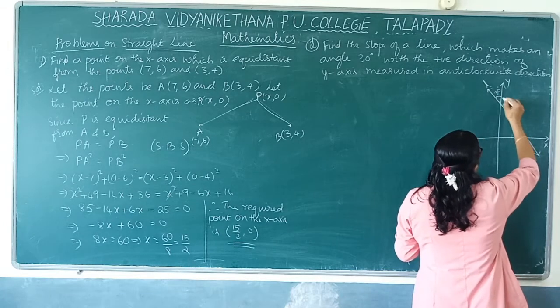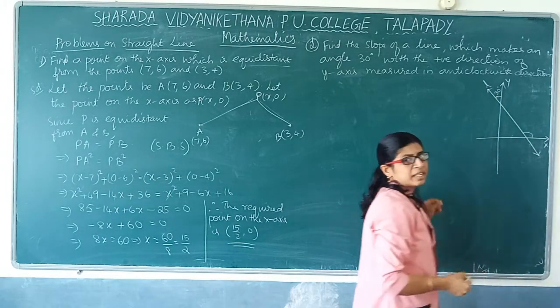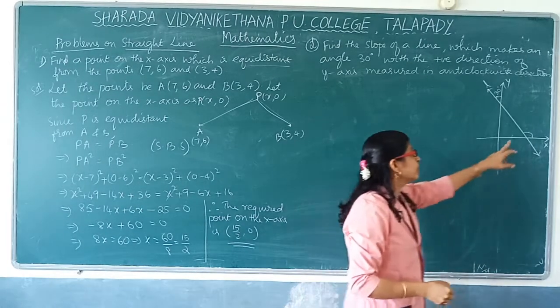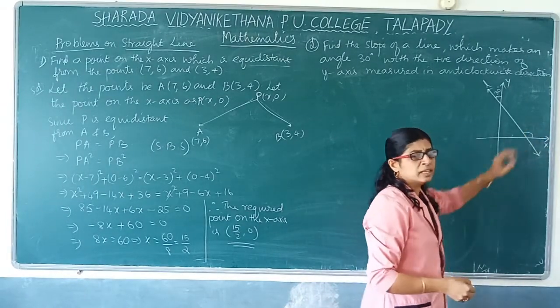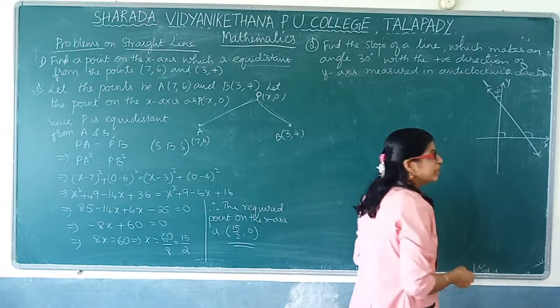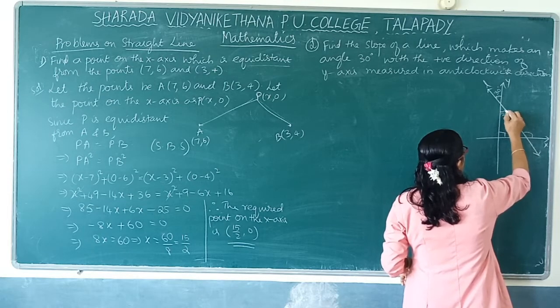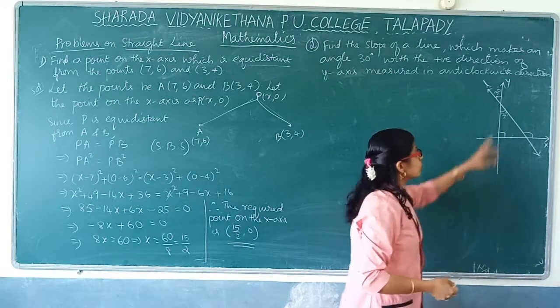No problem. Now here we have 30 degree, but we need this angle. This is nothing but the inclination. For slope we need this angle. How to find this angle? You have to calculate. See, this is 90 degree. This is a vertically opposite angle, and we have this angle as 30 degree. So this is 30 degree.